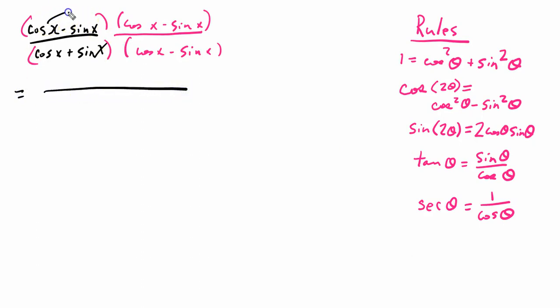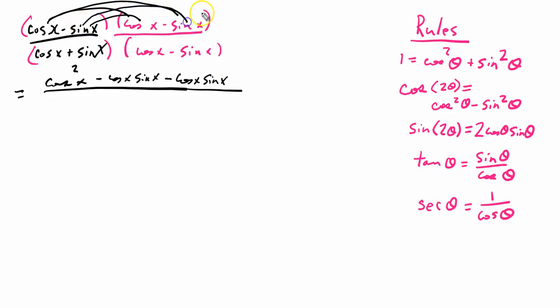And I'm going to FOIL this. So in the numerator, I'm going to have cosine squared x minus cosine x sine x. Then minus sine x cosine x, but I'm just going to switch around the order, which is fine. I'm allowed to do that. And then minus sine x times negative sine x. So I'll have plus sine squared x.